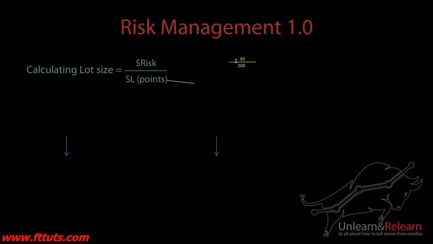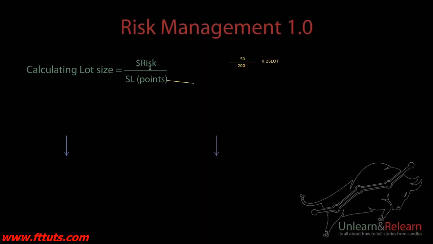5 by 20 is going to be what? 0.4? My mental math is not that strong. Oh, 0.25, yeah, my bad. So it's going to be 0.25. So for you to risk $50 on a 20 pip stop loss, you'll be using a 0.25 lot, right?